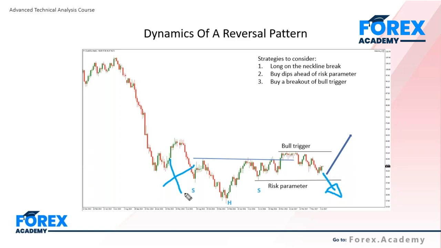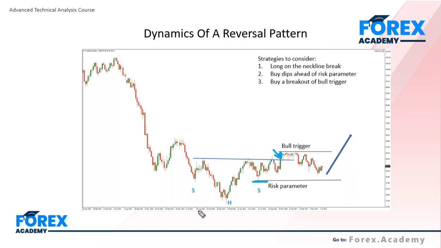So, very important that you identify your risk parameter, and it is always going to be the low point of the shoulder in an inverted head and shoulders reversal pattern. For a reversal pattern following an uptrend, it'll be the top of the right shoulder. Therefore, if you had opted to go long on the break of the neckline, your stop loss would have been below here, the initial stop loss.